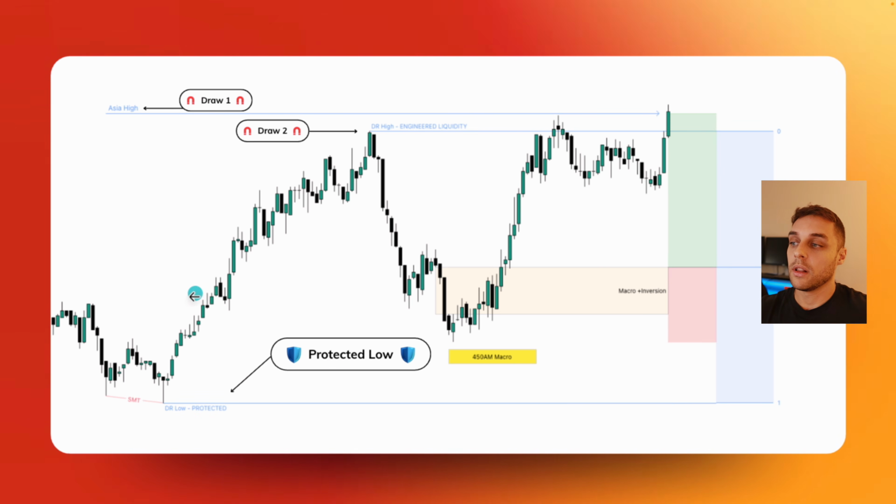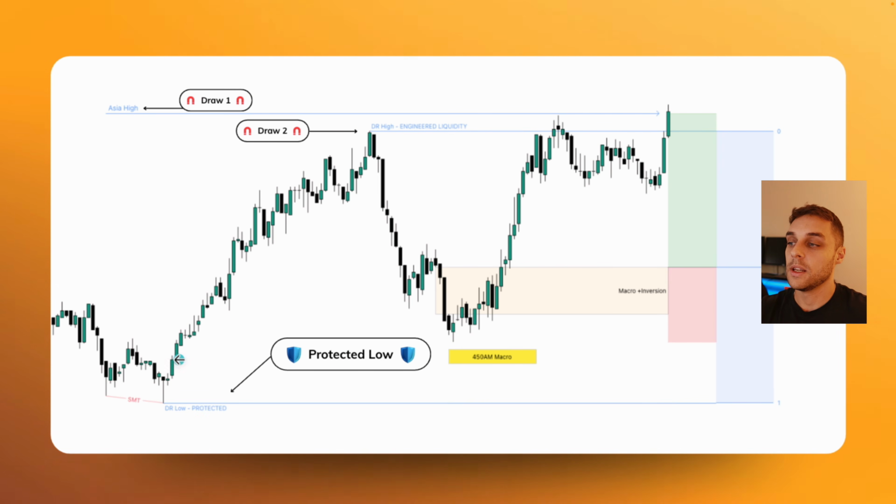So if you can allow them to build that low and show you that, okay, this SMT is building our protected low, 8 to 9 times out of 10, it's going to give you some form of retracement and ultimately entry anyways if you use this logic. So there's no need to rush into calling a bottom if you don't have that logic there.